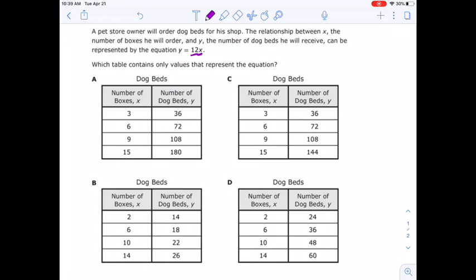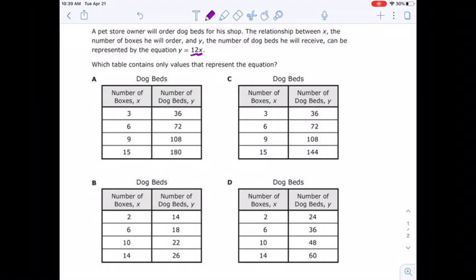In this case, X represents the number of boxes he's going to order. So 12 times the number of boxes he orders tells us what Y will equal. And Y represents the number of dog beds. So I can think about it like this. Every box has 12 dog beds in it. So one box has 12 dog beds, 2 boxes has 24 dog beds, 3 boxes has 36 dog beds.